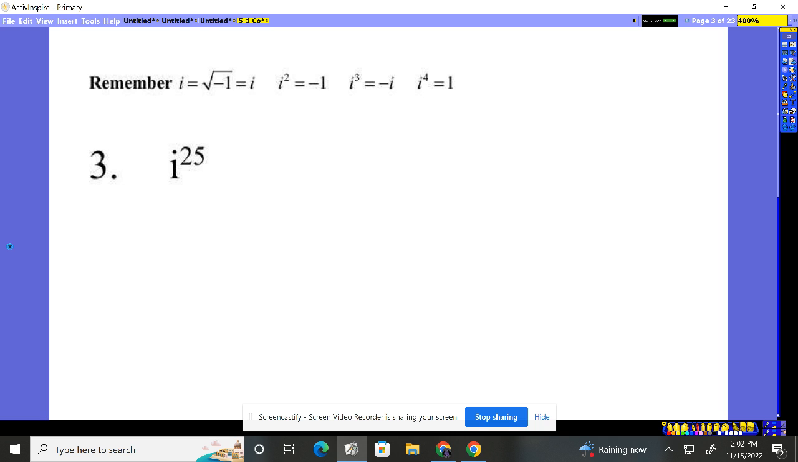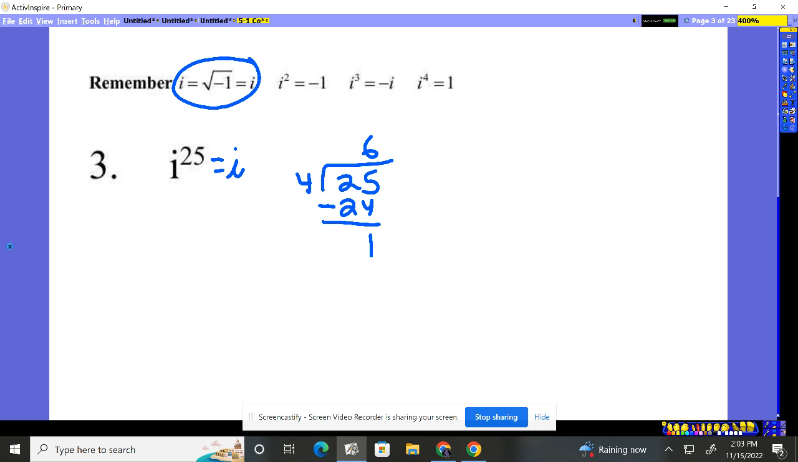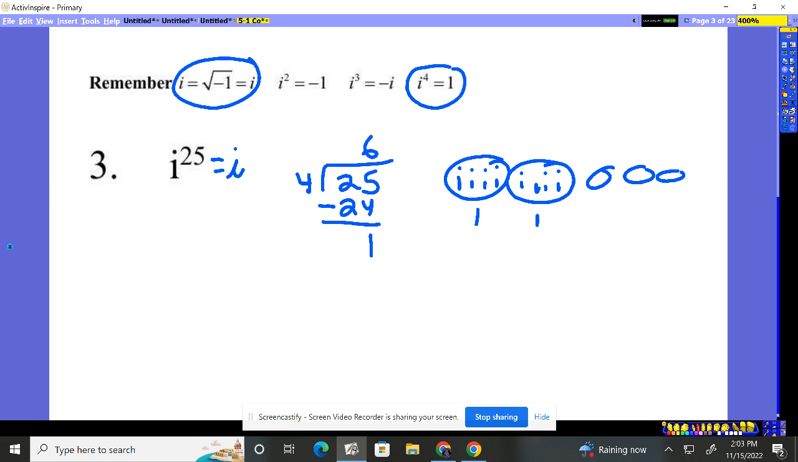i to the 25th. Okay, so all I'm doing is 4 goes into 25. 4 goes into 25 6 times. 24 is going to leave me 1 i left over. 1 i left over is just simply i. So this is equal to i. Now, again, if you think about it, every 4 i's you have, i to the 4th, it's worth 1. So that group is worth 1. If I do this out 25 times, I'm going to have 6 groups and then 1 little i left over. And so that's why it's worth just a single i.